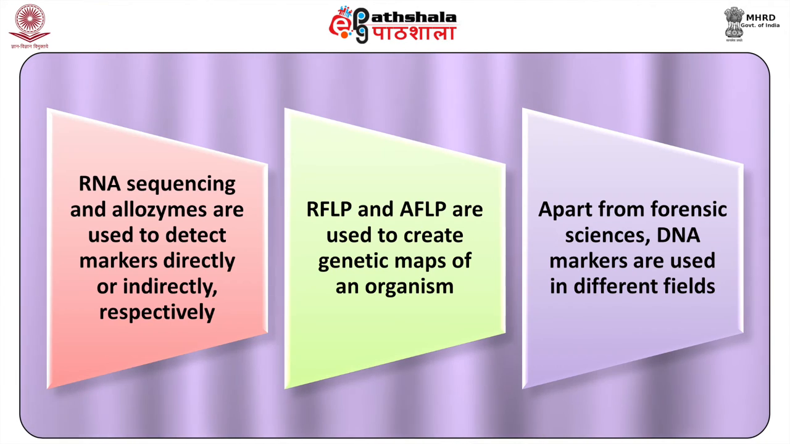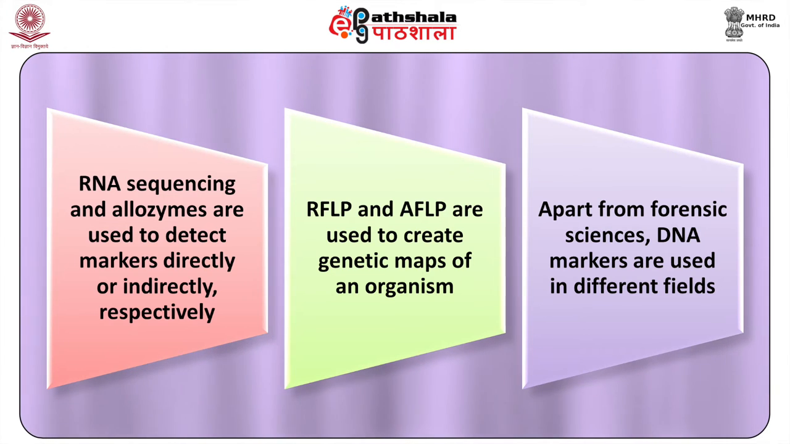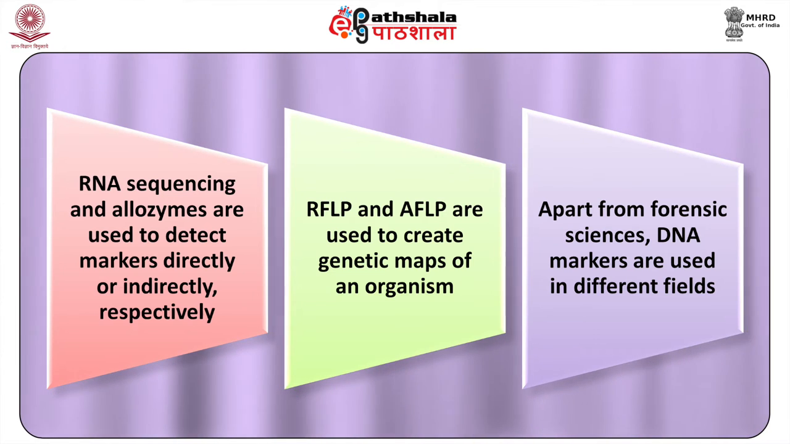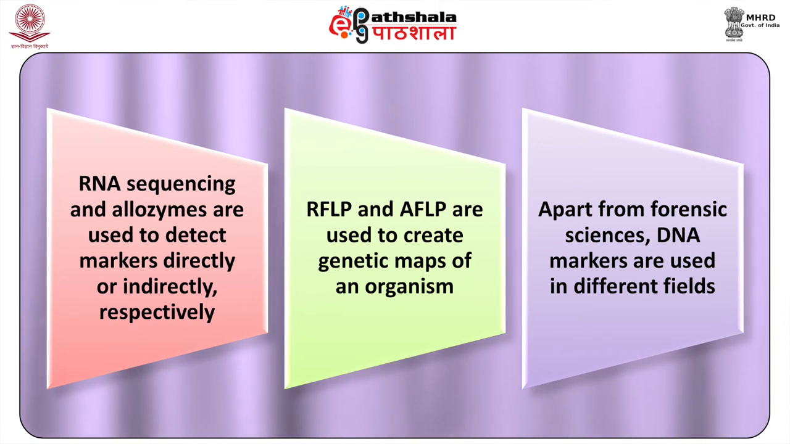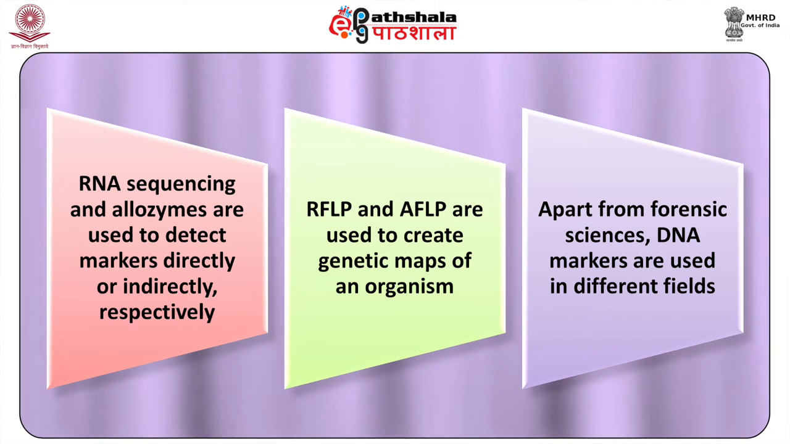The main property of a DNA marker is that it should be easily identified and should be highly polymorphic for a specific locus, as homozygotes do not give any information. RNA sequencing and allozymes are used to detect markers directly or indirectly respectively. RFLP and amplified fragment length polymorphism are used to create a genetic map of an organism.